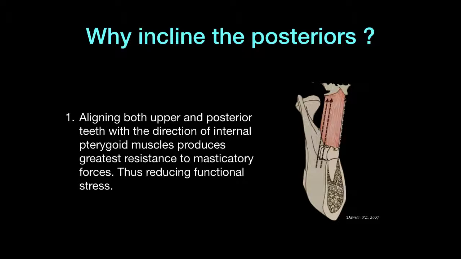Why incline the posterior teeth? First, aligning both upper and lower posterior teeth with the direction of the internal pterygoid muscles produces the greatest resistance to masticatory forces, thus reducing functional stress.